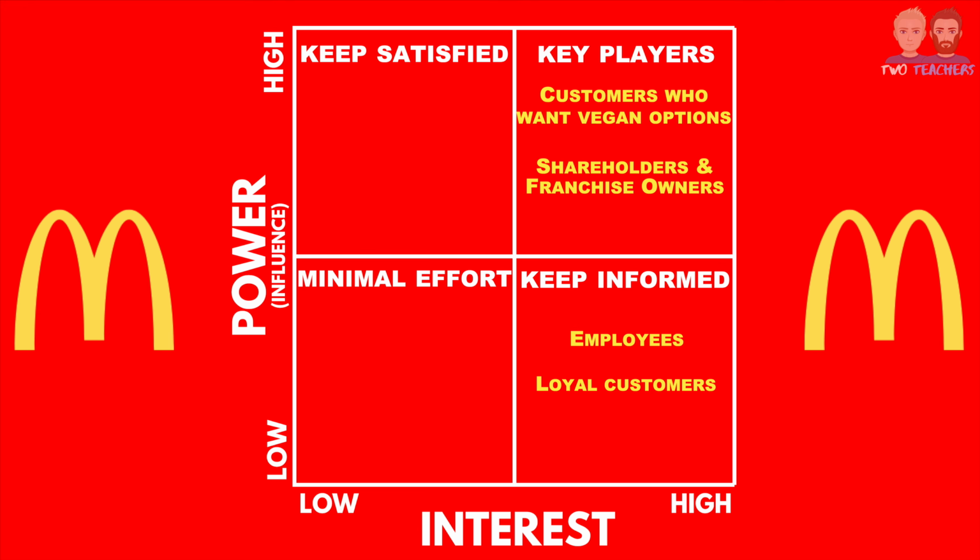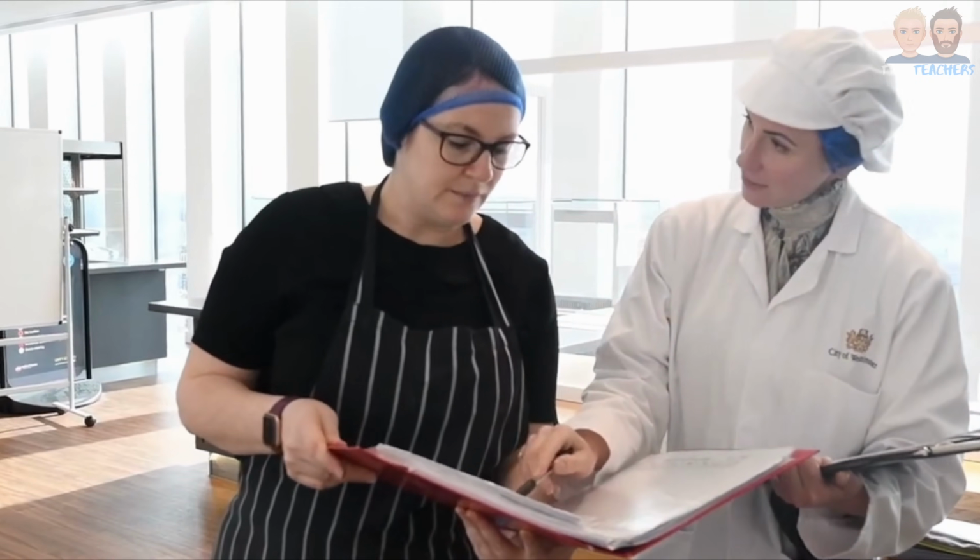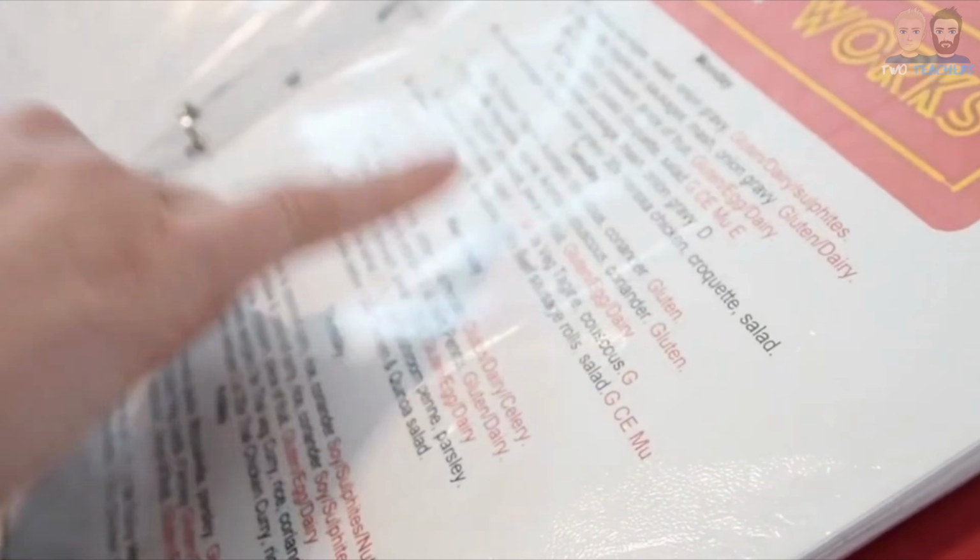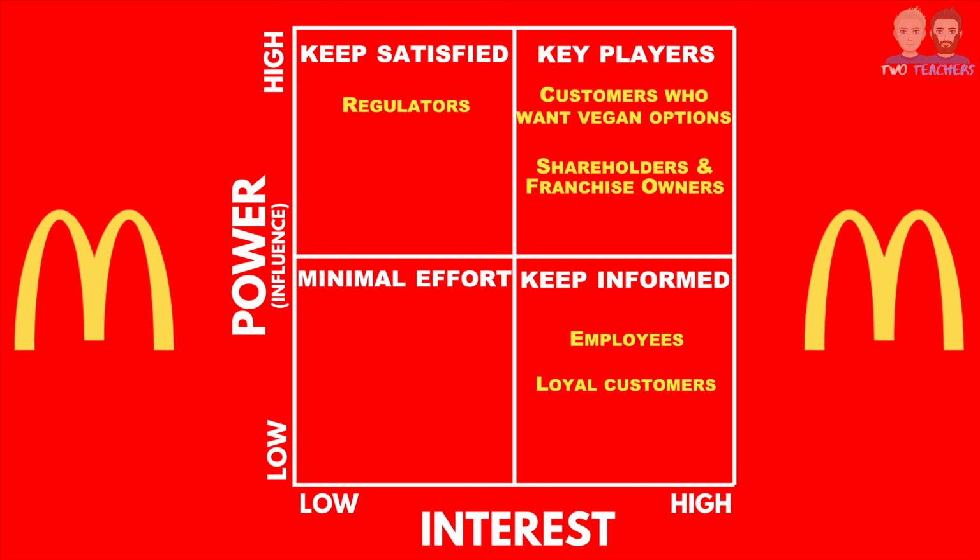Then there's the keep satisfied stakeholders. These are people with low interest but high influence. Consider regulators who don't really care about the burger itself but are critical when it comes to food safety standards. McDonald's would focus on meeting all the necessary compliance rules to keep them happy and avoid any roadblocks. Another example of stakeholders which McDonald's needs to keep satisfied might be local governments in the areas where McDonald's operates.